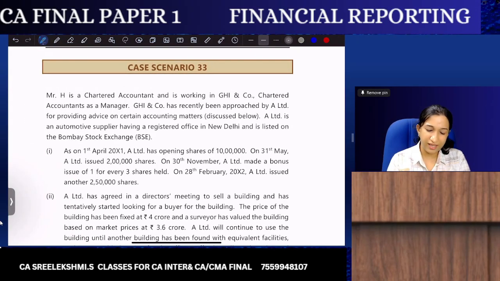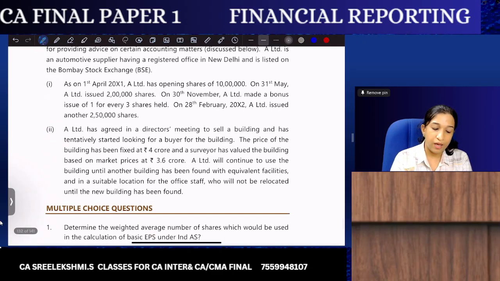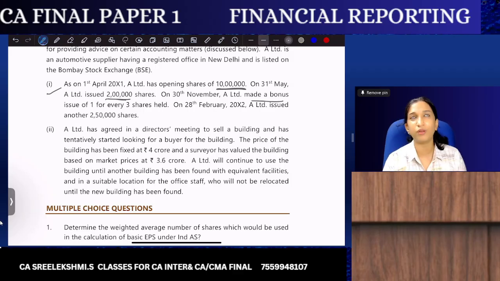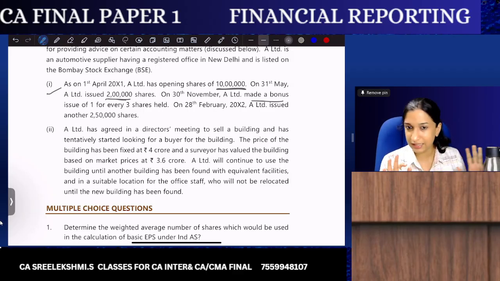Key scenario number 33. Mr. H is a chartered accountant of GHI. Now, what is given? As on 1st April 2011, A Limited has opening shares of 10 lakhs. On 31st May, it issued 2 lakhs. On 30th November, A Limited made a bonus issue. On 28th February, A Limited issued another 2,50,000 shares. If you remember, this is exactly an illustration in Ind AS 33.